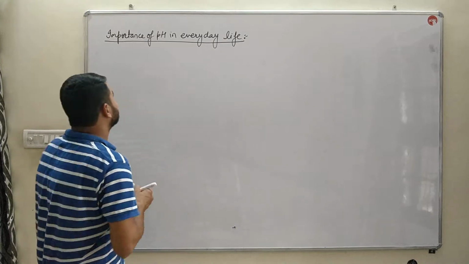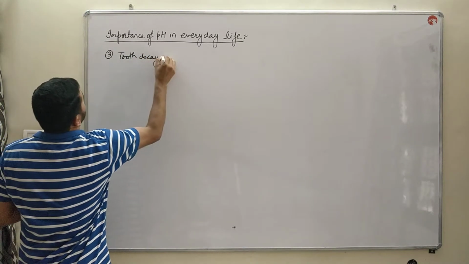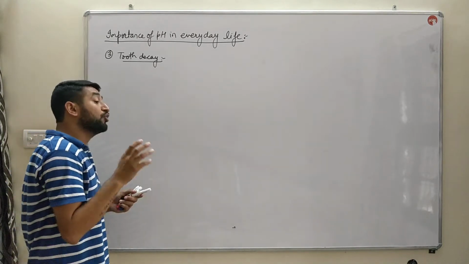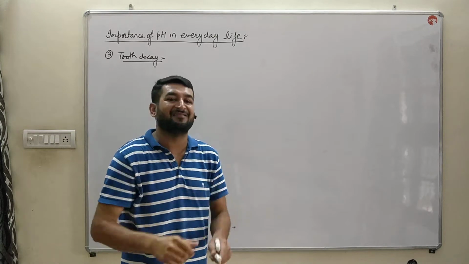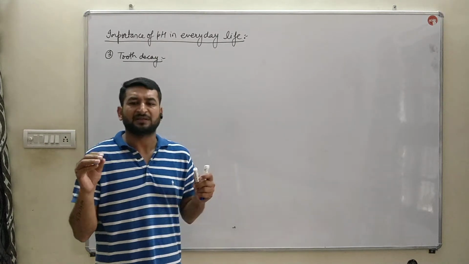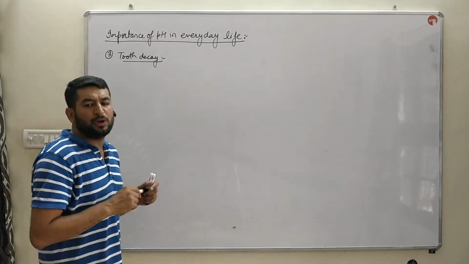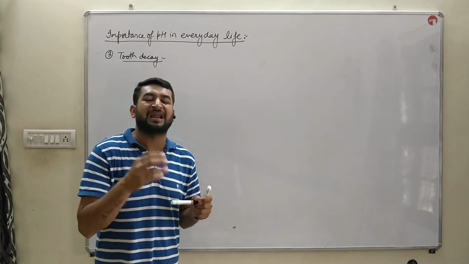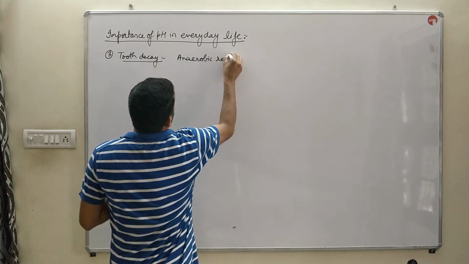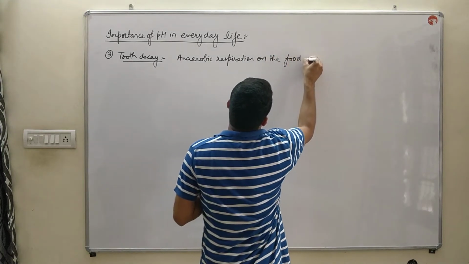Now we will discuss the third effect, that is tooth decay. This topic you will study in your first chapter of biology, life processes, as well. Tooth decay is also caused due to the change in the pH of saliva in the mouth. The saliva has a pH of nearly 7, slightly less than 7, actually 6.8 or 6.9. But certain bacteria perform anaerobic respiration on the food trapped in our teeth.